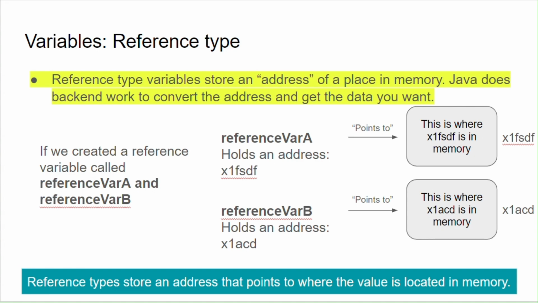And then if we look at reference var B, what happened is Java gave it an address x1acd, and so that's also pointing. We can say that variable points to x1acd, and Java is responsible for knowing what to do to get the data that we care about. It has the address, but it's responsible for figuring out how to get the data that we care about.